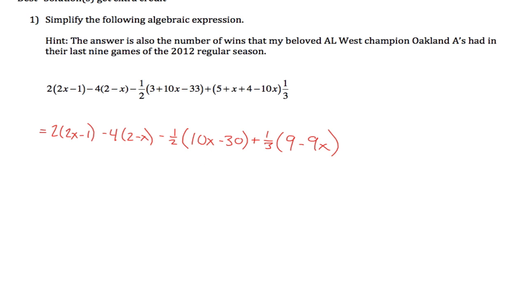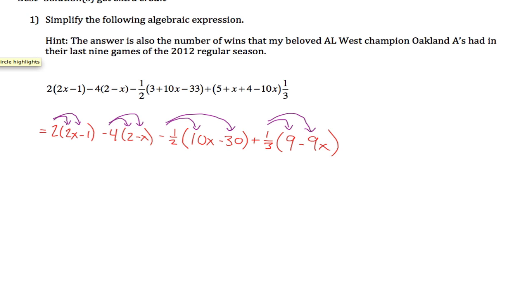What we're going to do in the next step is some distribution. We're going to take this 2 and multiply it by both of those terms. We're going to take this negative 4, be careful there, it's not a 4, it's a negative 4, and multiply it by both of those. Same idea here, negative 1/2 to both of these. And then finally, positive 1/3 to both of these.